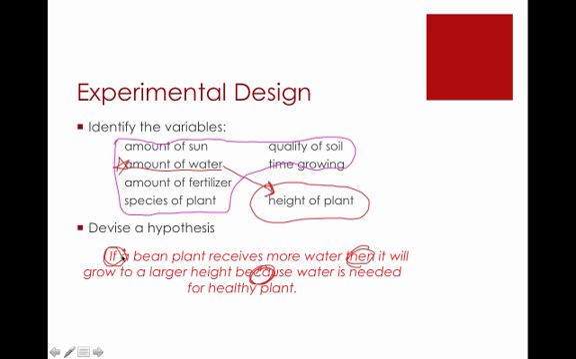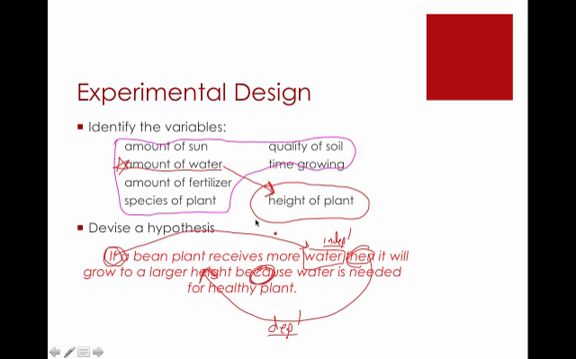It also connects very nicely back to our ideas of independent versus dependent variable. The if always corresponds to what the independent variable is. So whatever your if is, that corresponds to your independent variable. The then statement always corresponds to your dependent variable. If I change this, then I will get a different height as a result of that. And the because is an explanation as to why you think that's going to occur. It's a reasonable scientific explanation.